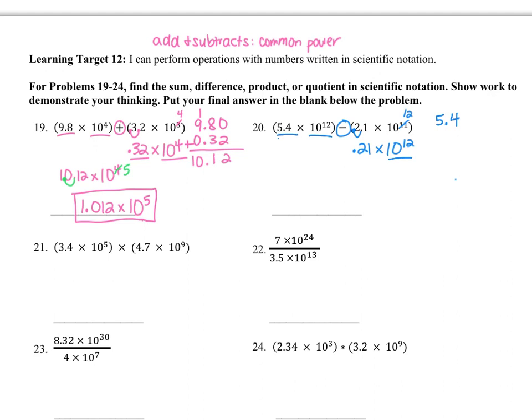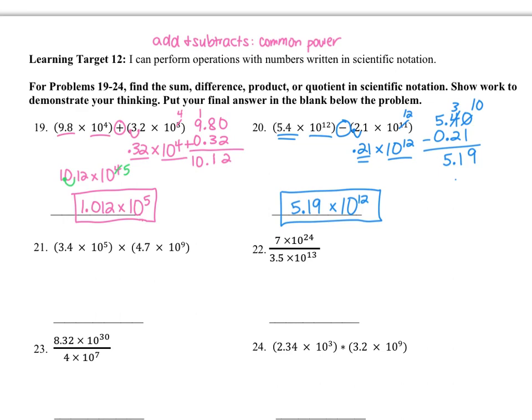So I'm going to subtract 5.4 minus 0.21, and again, you have to line up the decimals. Fill in a 0 there, subtract. I'm going to have to borrow, so I'm going to borrow from the 4, make this 10. 10 minus 1 is 9. 3 minus 2 is 1, and 5 minus 0 is 5. So I get 5.19, which is between 1 and 10, so I'm going to go ahead and put this in my final answer spot. So 5.19 times 10 to the 12th. You keep that common power. And that is your final answer for number 20.